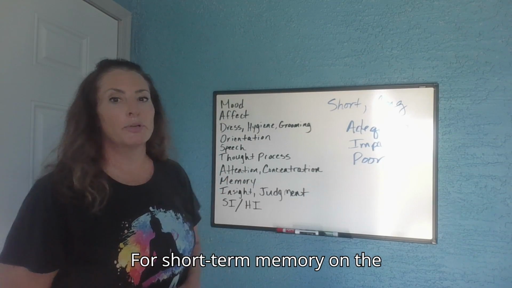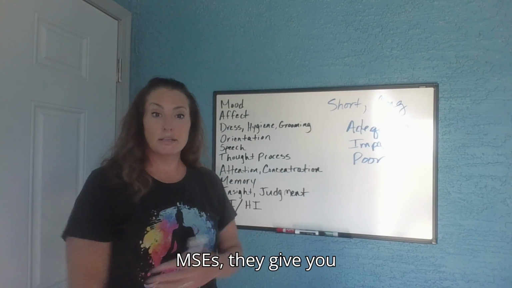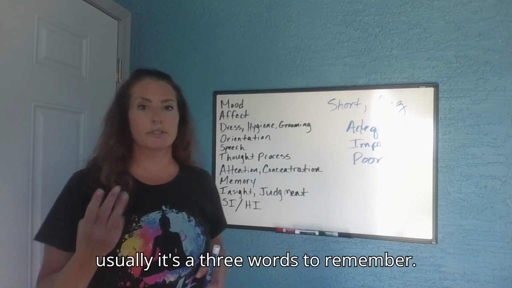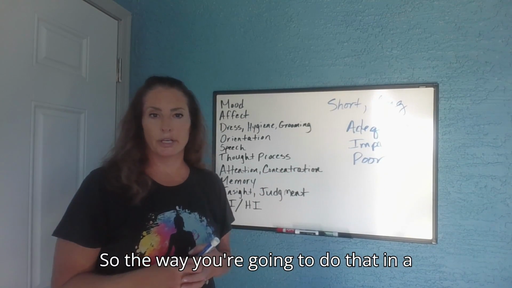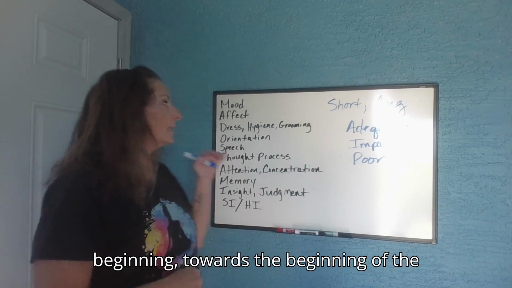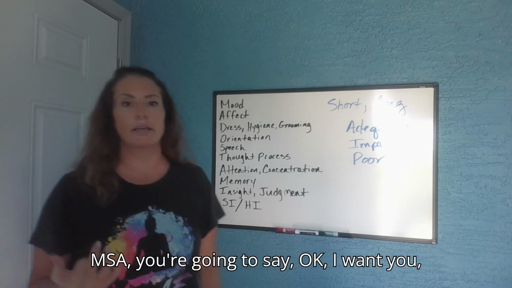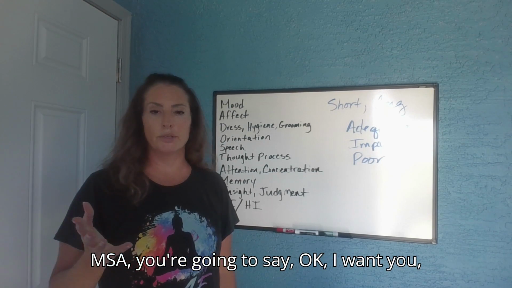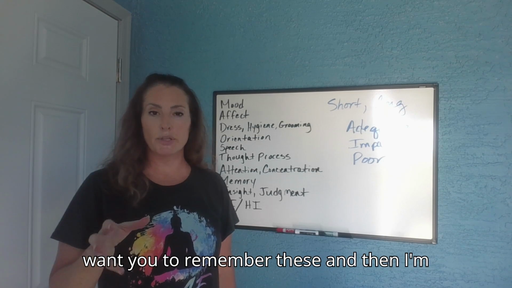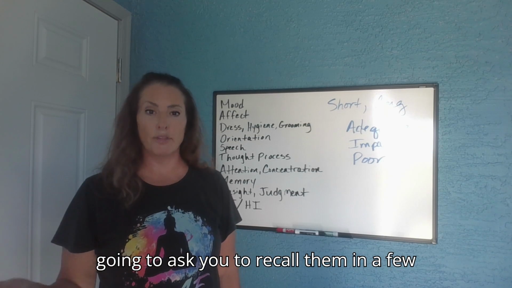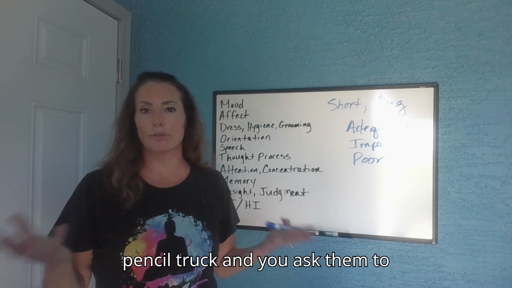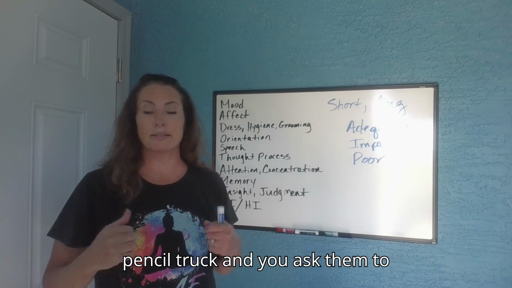For short-term memory, on the MSEs, they usually give you three words to remember. So the way you're going to do that in a session is, towards the beginning of the MSE, you're going to say, okay, I'm going to give you three words to remember. I want you to remember these, and then I'm going to ask you to recall them in a few minutes. And so you would say blue, pencil, truck. And you ask them to repeat them.